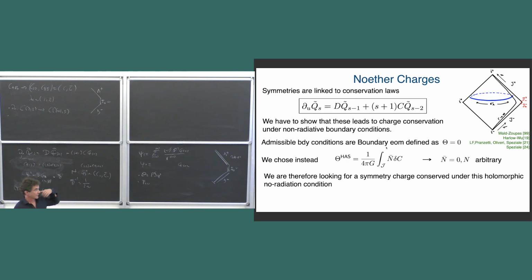It's the one where no radiation means that n bar is equal to 0, but n is arbitrary, okay? So I free one helicity with respect to the other. Now we're looking for a symmetry charge. So this is the symplectic potential we work with. If you want, I can show you how you go from the first one to the other one by this corner term.